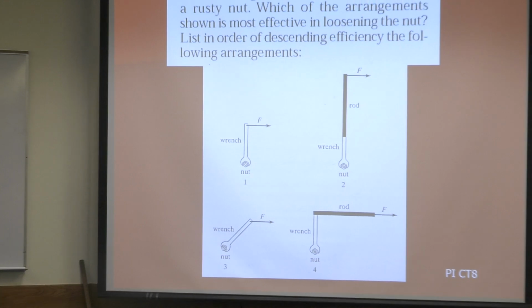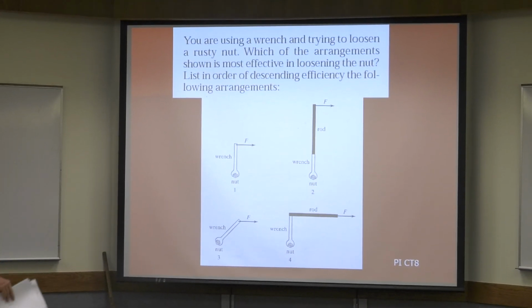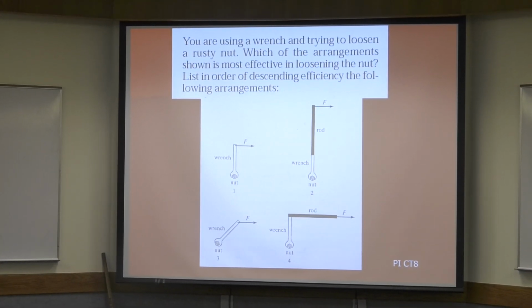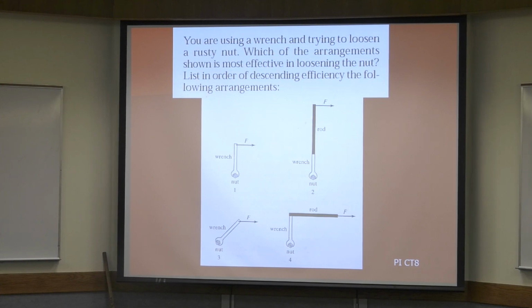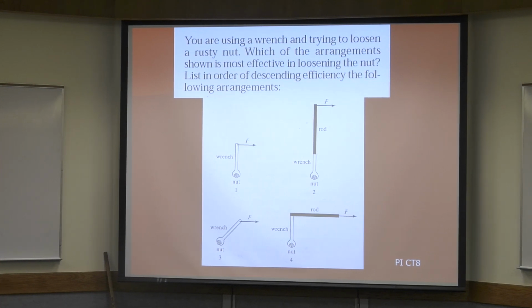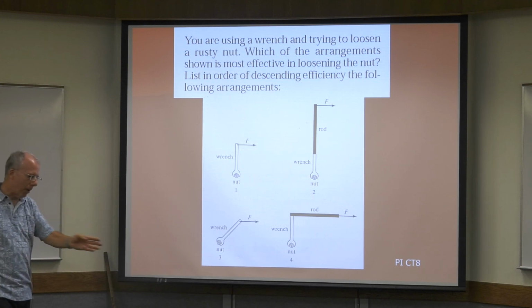Okay, you're using a wrench and trying to loosen a rusty bolt or nut. Which of the arrangements shown is the most effective in loosening the nut? List in order of descending efficiency, from the best to the worst. So figure out which is the best, which is the worst, and arrange them best to worst. So pause your video.